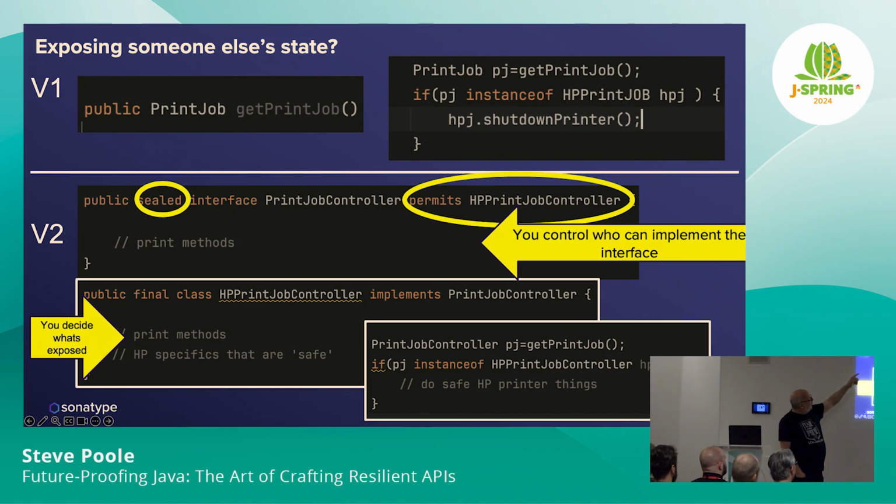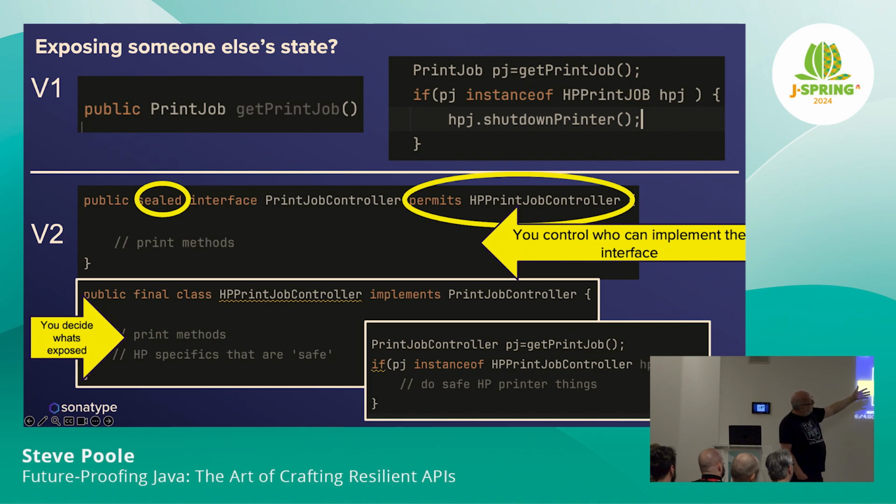So let me introduce you to sealed interfaces. Anybody using sealed interfaces? Oh, look, is it one? Yes. Okay. This is your new best friend. Seriously, you're going to find this really helps. And again, we're almost getting there. So, sealed interfaces say, and you can do sealed classes, but this one says, print job controller permits HP print job controller. This thing implements it. This permits means nobody else can implement this interface. Just the named classes. That's really, really powerful. Okay?